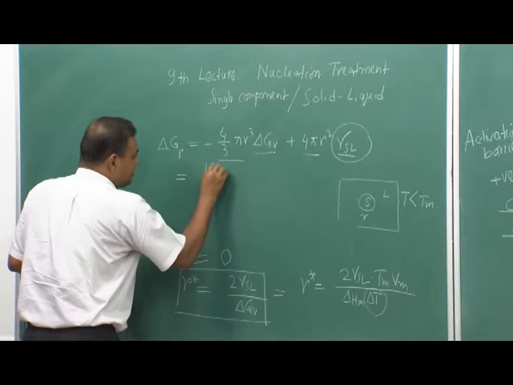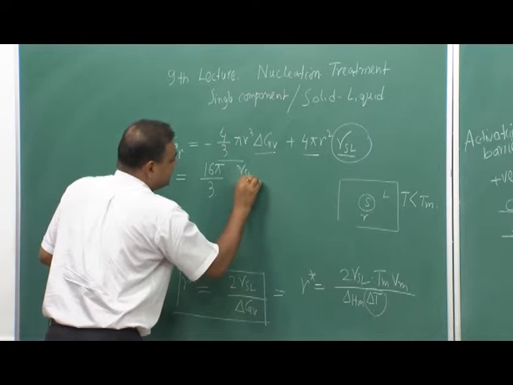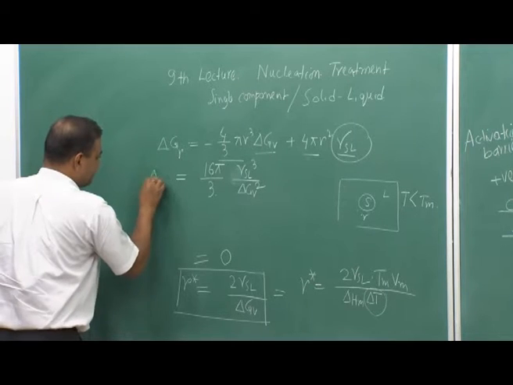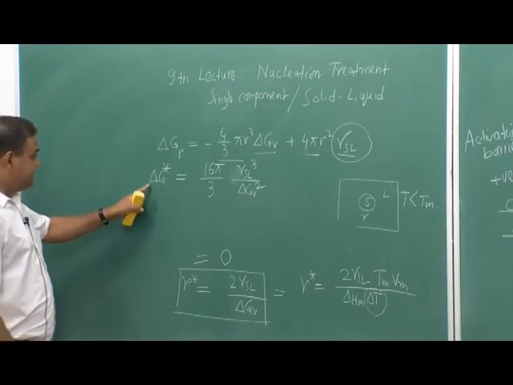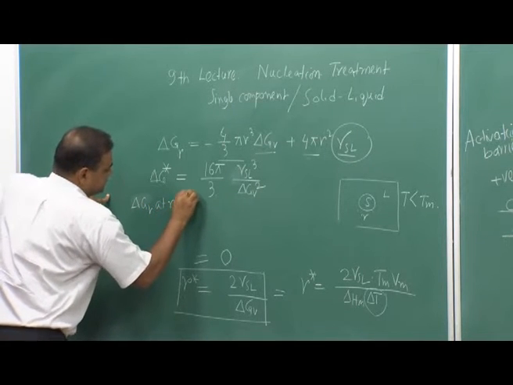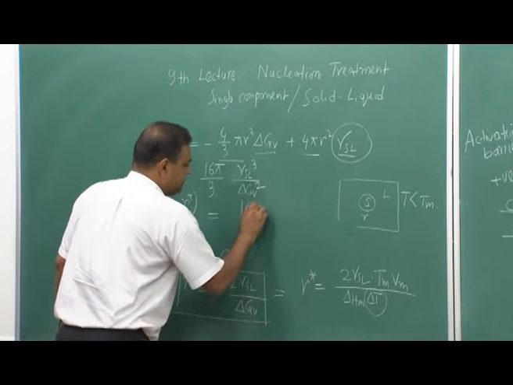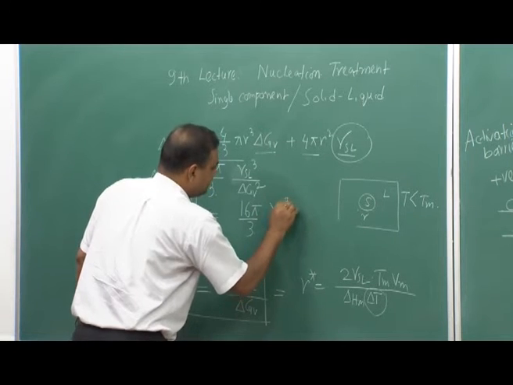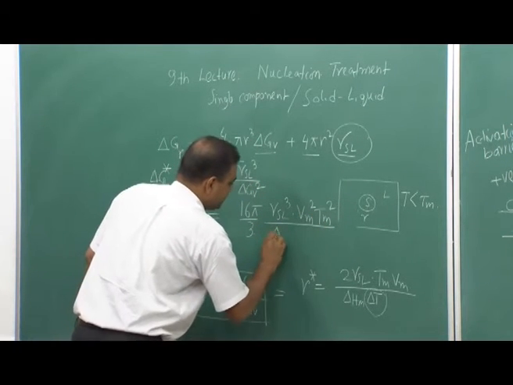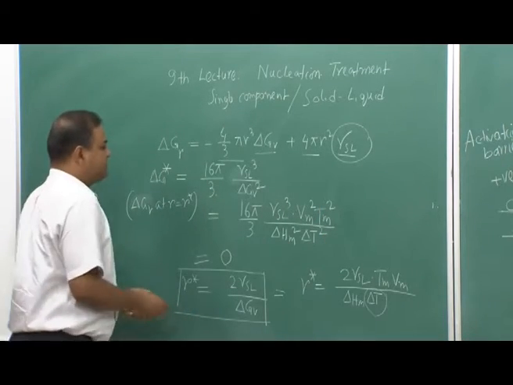Then you will get 16 pi by 3, sorry, gamma SL cube by delta GV square. Now this becomes delta G star, and this delta G star is basically nothing but delta G R at R equal to R star. Now, if we replace delta G V, we can get 16 pi by 3 gamma SL cube Vm square Tm square by delta Hm square delta T square. So, this is another important expression.